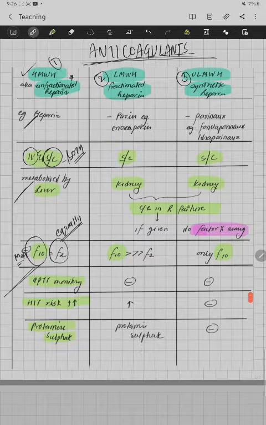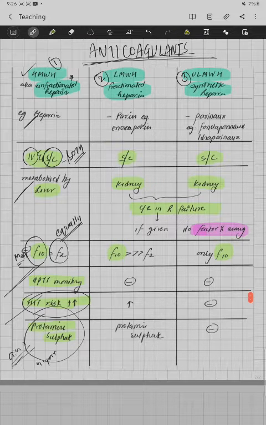Then it increases the risk of HIT. What does HIT mean? Heparin induced thrombocytopenia. So there is increased risk of HIT with high molecular weight heparin, and we have a specific antidote available in case there is toxicity with heparin, that is protamine sulfate. So we are going to contrast these features of heparin with other newer classes of heparin, like the second, low molecular weight heparin.